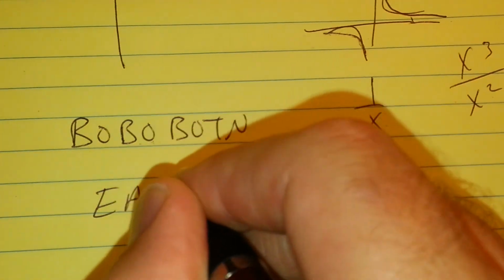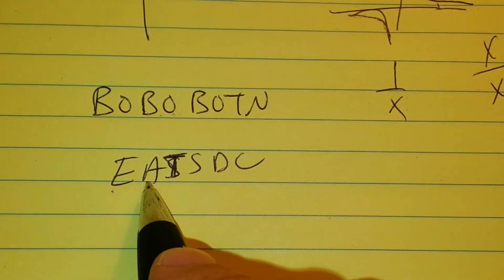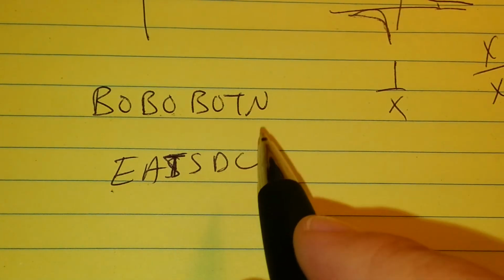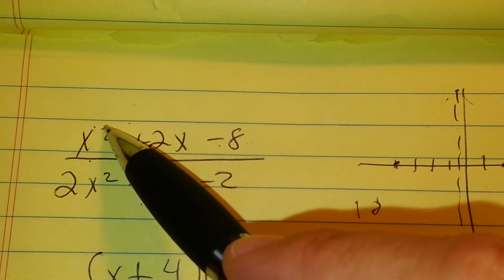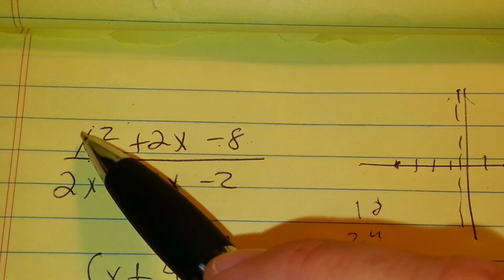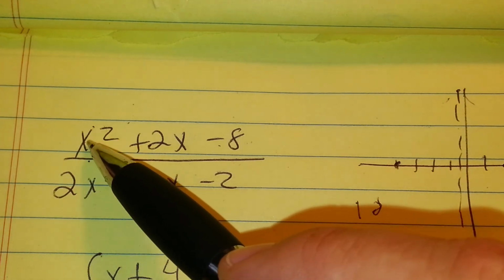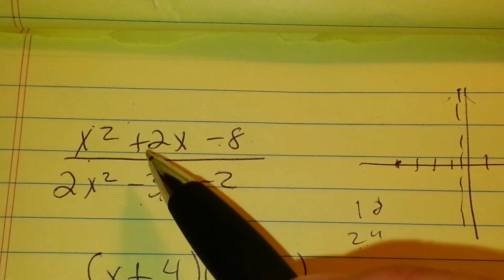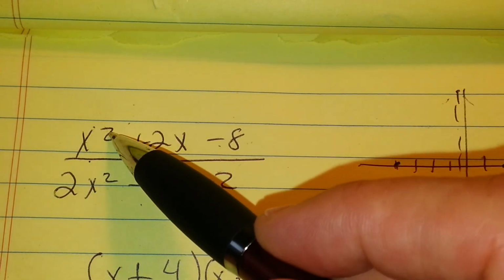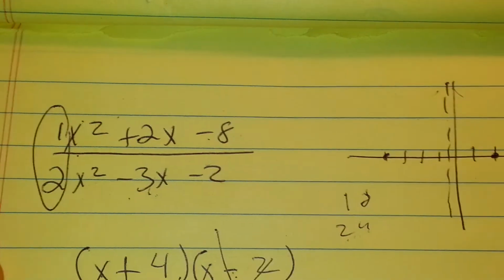And finally, EATS DC. Exponents are the same, divide the coefficients. That's what we have here. I don't care about these other terms, it's just the leading terms. These are going to be so much bigger. If you plug in 20 billion, there's a huge difference between that and the second power and first power, so these aren't relevant. Exponents are the same, divide the coefficients. This essentially is 1, so our horizontal asymptote will be y equals 1/2.